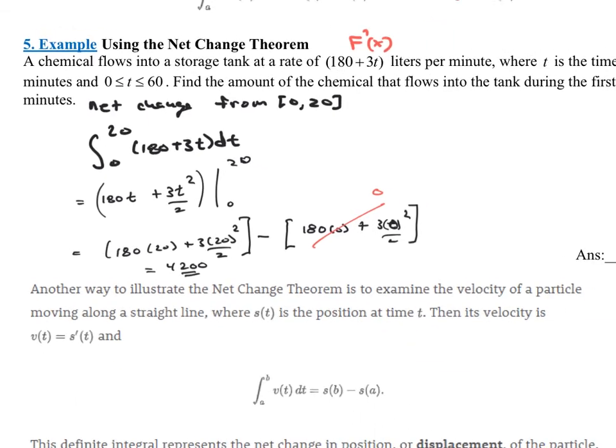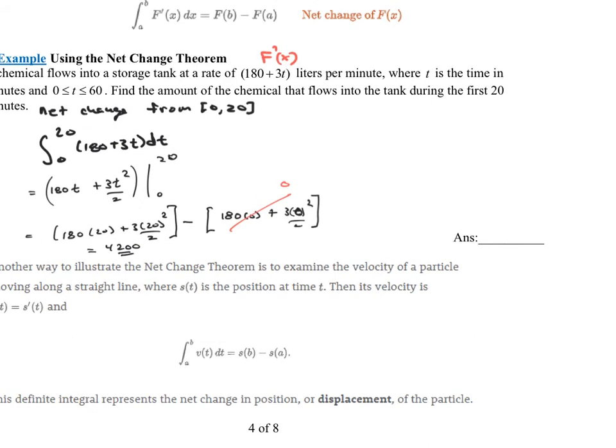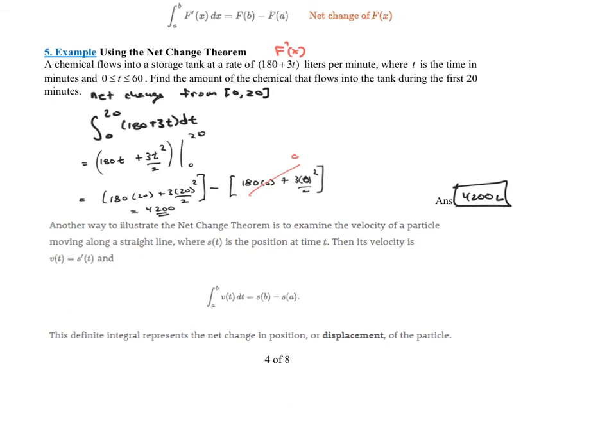So find the amount of chemical that flows into the tank during the first 20 minutes. Well, look at our units, that would be 4,200 liters. So 4,200 liters of that fluid came in the first 20 minutes.